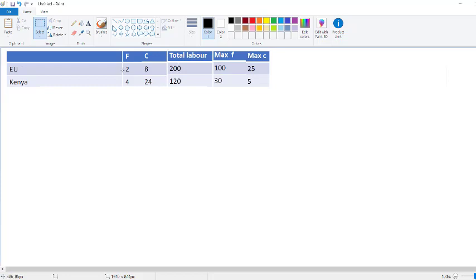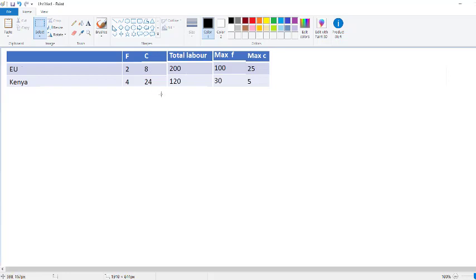With 200 laborers, it takes 2 laborers to produce 1 food in the EU. So 200 laborers would be able to produce 100. 200 divided by 2 gives you 100. Similarly, if they didn't produce food and you said, okay, what happens if these 200 laborers produce chemicals only? How many chemicals would I be able to produce? It takes 8 laborers to produce 1 chemical. We have 200 laborers. That means you can produce 25 chemicals maximum for the EU.